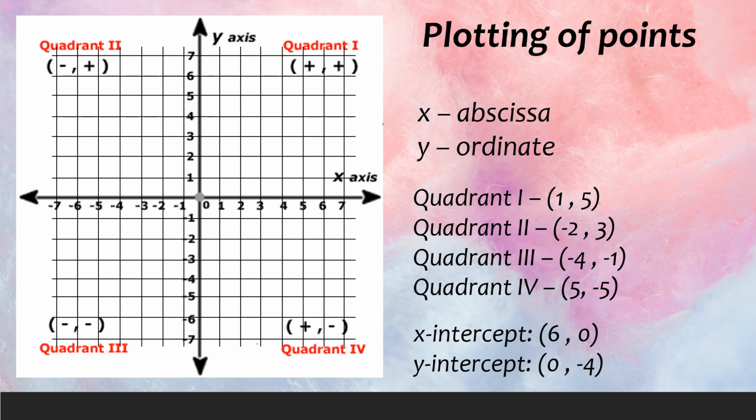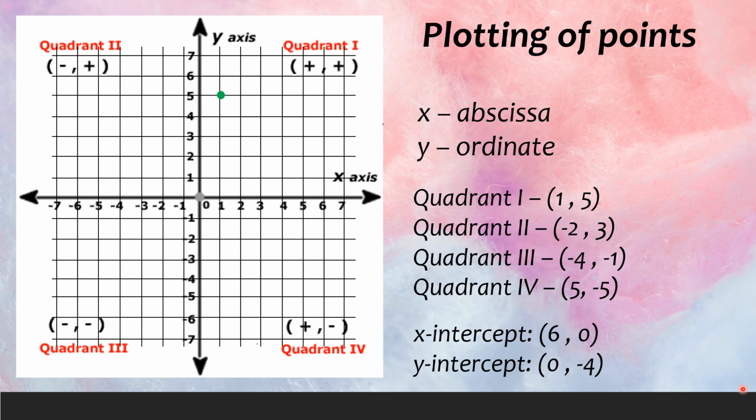So let us now plot the points of the given ordered pairs for each quadrant. Let us have quadrant 1, which has the ordered pair 1, 5. So when we plot points, we first look at the x-axis, and then where the x and y coordinates intersect, there we plot the point. For example, for this quadrant 1, we have the ordered pair 1, 5. So, 1 for the x coordinate and 5 for the y coordinate. Since 1, 5 intersect here, that is where we plot the point.